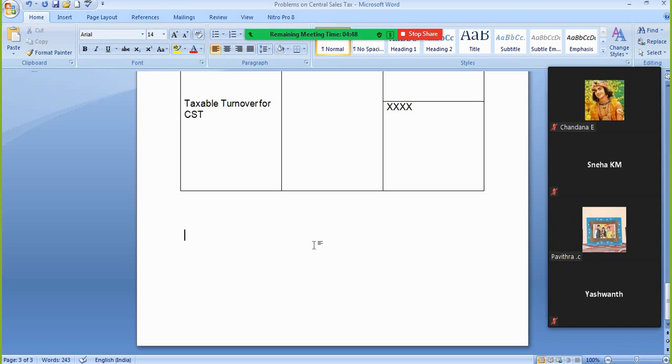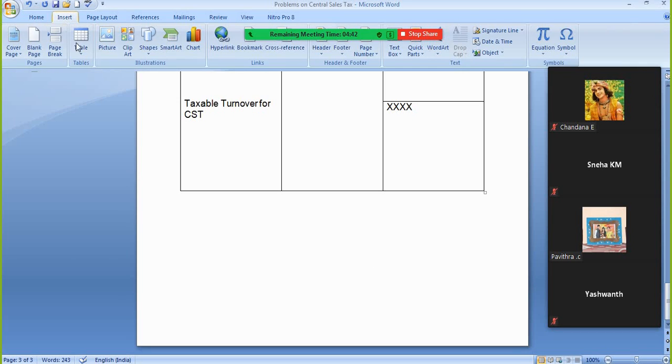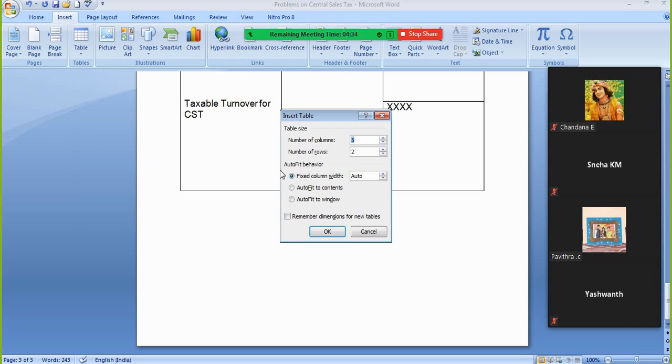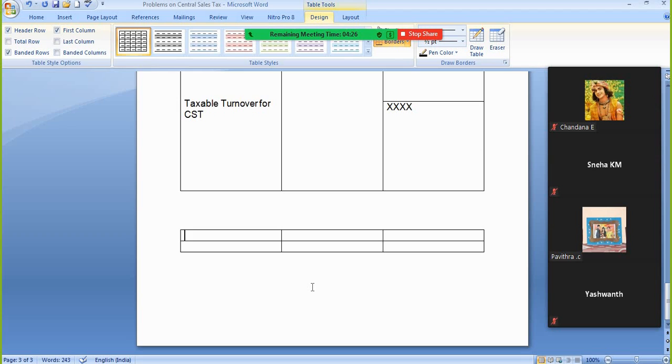Okay. Now I'll directly go to the problem. So let me draw a table. It contains 3 columns. So have particulars, then rupees.